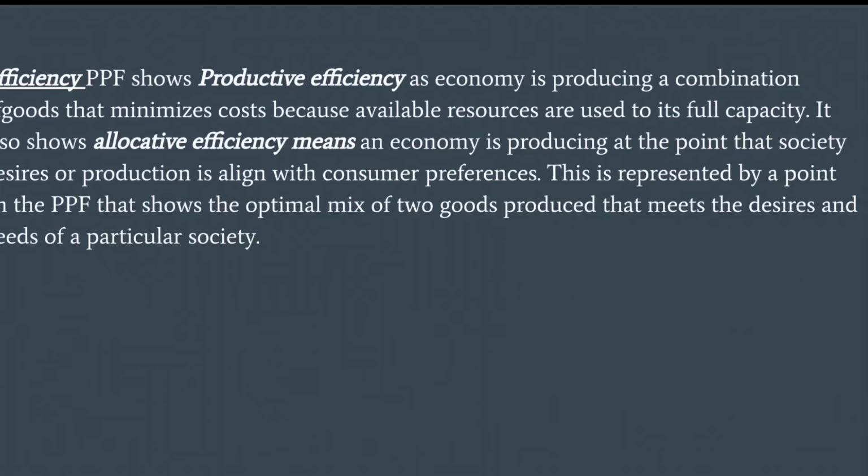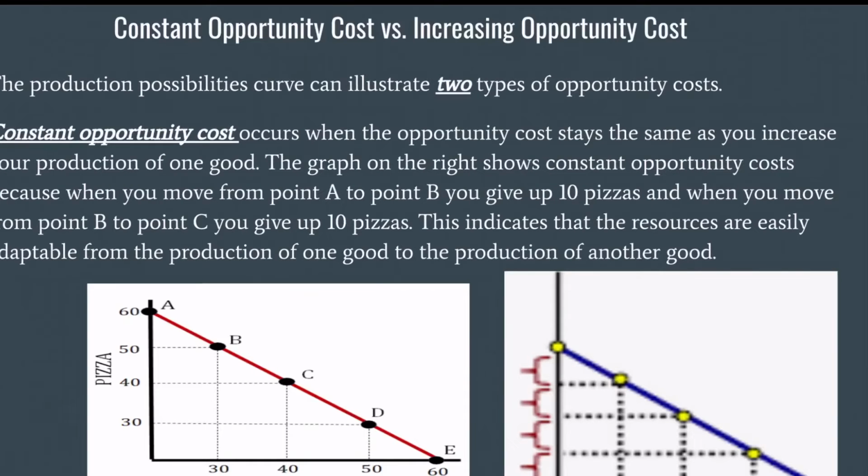This is represented by a point on the PPF that shows the optimal mix of two goods produced that meets the desires and needs of a particular society. That means the demand equals the supply. Constant opportunity cost versus increasing opportunity cost.